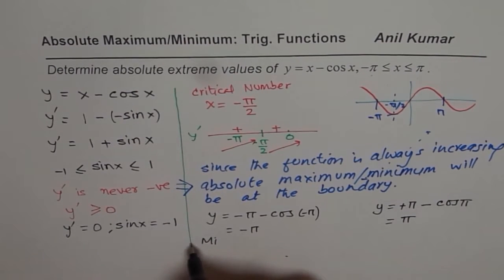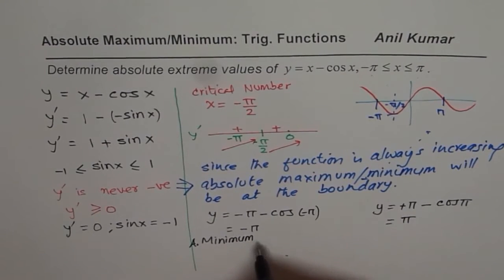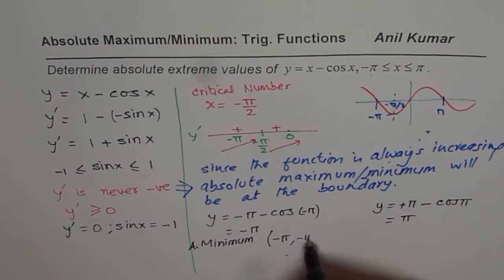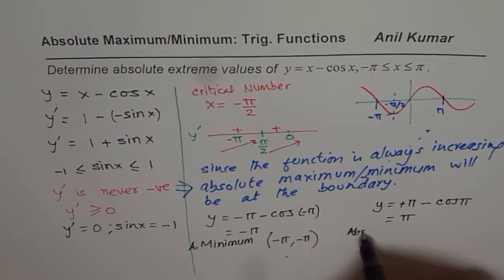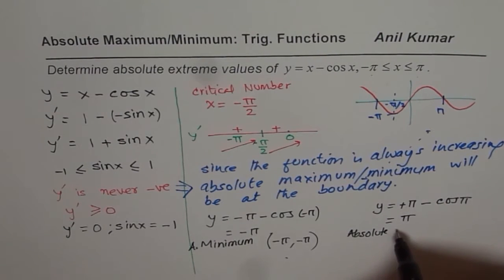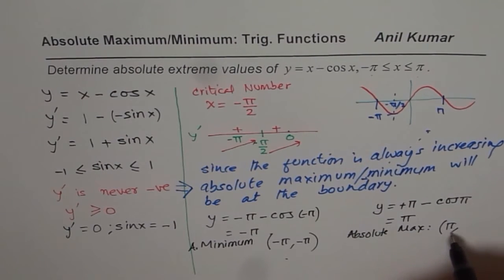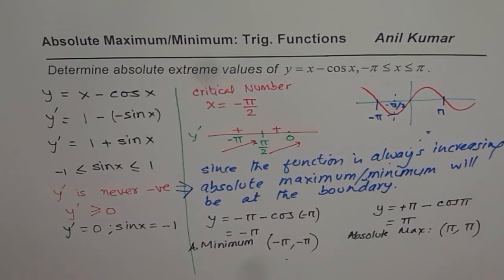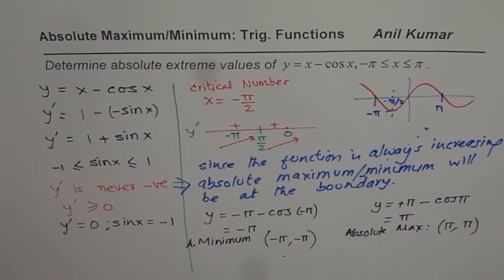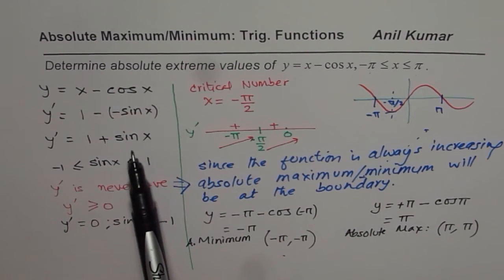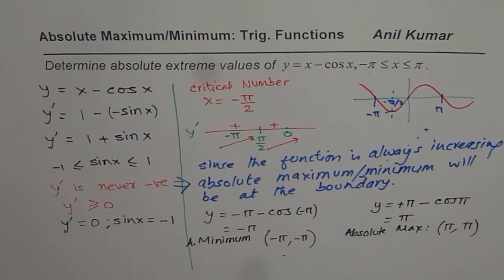So we have the absolute minimum at minus pi, and the value is also minus pi. The absolute maximum will be at plus pi, the other boundary, and the value is also plus pi. That is how we can solve such a question. If you get a derivative which is never negative, then the absolute maximum and minimum will be at the boundary only. I hope that helps. Thank you and all the best.